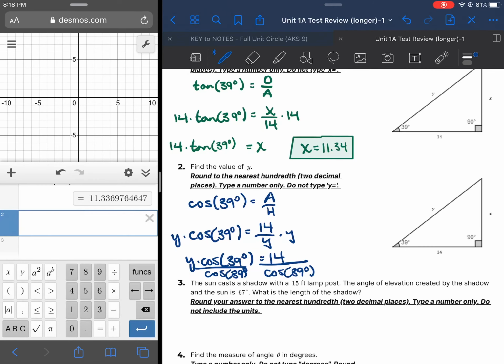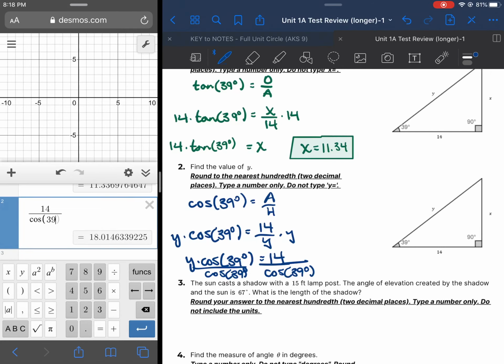So again, let's use Desmos. We already know that Desmos is set to degrees, so we're going to do 14 divided by the cosine of 39 degrees, and that's going to give us 18.01 after rounding to the nearest hundredth.